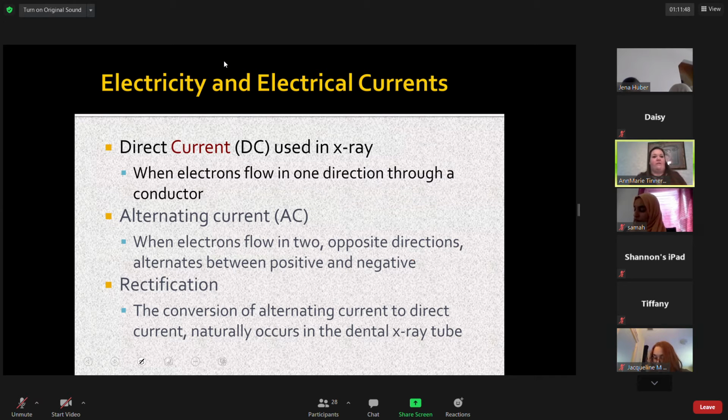All right. We have a direct current or a DC. This is used in X-rays when electrons flow in one direction through a conductor. The alternating current is when electrons flow in two opposite directions, and this alternates between positive and negative. And then we have something called rectification, and this is the conversion of alternating current to direct current. And this actually happens naturally within your X-ray tube head.